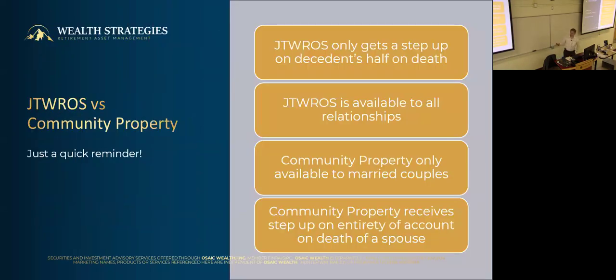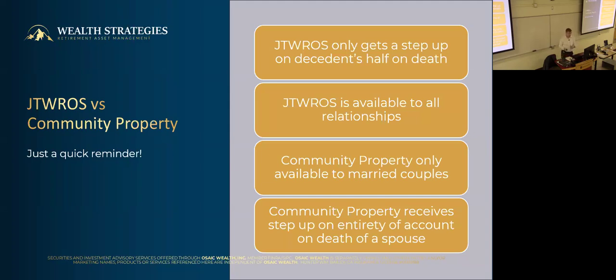So just a quick reminder, I know we beat this horse to death over and over, but joint tenancy versus community property, just remember, joint tenancy with rights of survivorship only gets a step up on the half or the portion of the person who died, and it's available to all types of relationships. Community property is only for married couples, but you get a step up on the entirety of the account on the death of a single spouse.